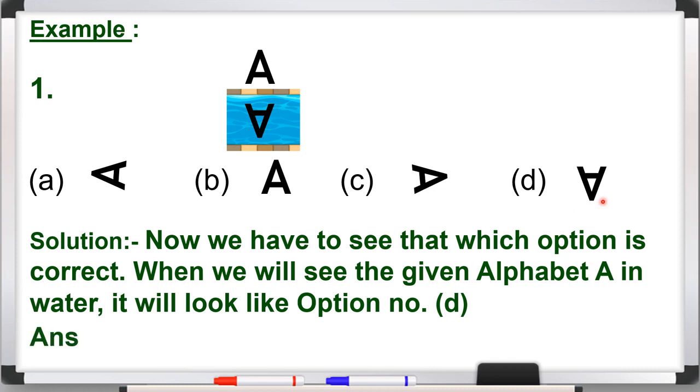That's why option number D is correct. Understood beta? Option D is correct.